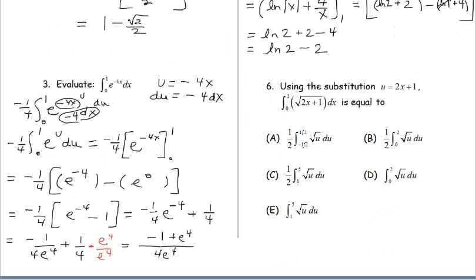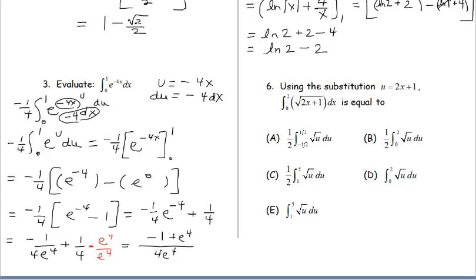Alright, so for example 6, this one's going to seem a little strange because we haven't covered quite this idea yet. It's a very basic, simple idea. So look at the choices here. It says using the substitution u equals 2x plus 1, this integral with x's can be expressed as one of the following 5 choices. Well, all 5 of the choices have u left in the integral.